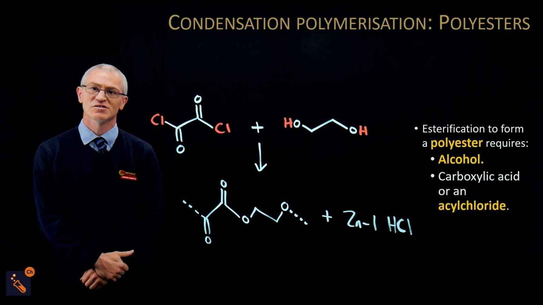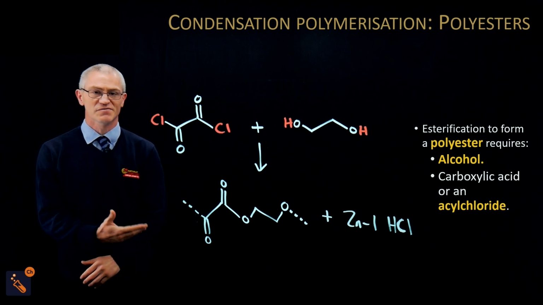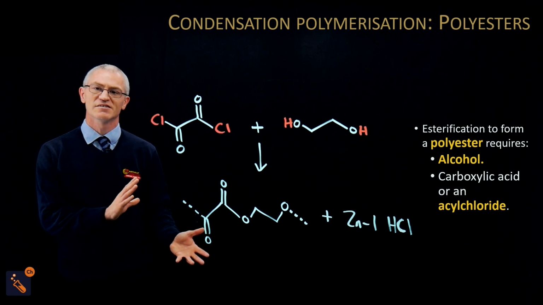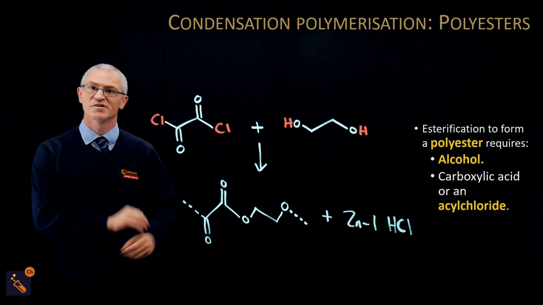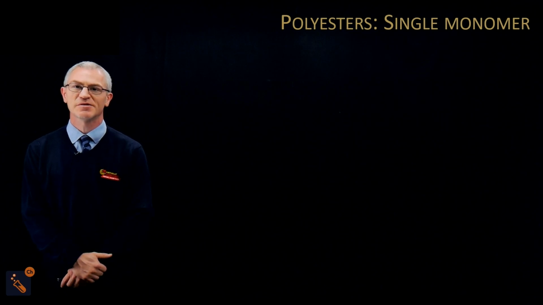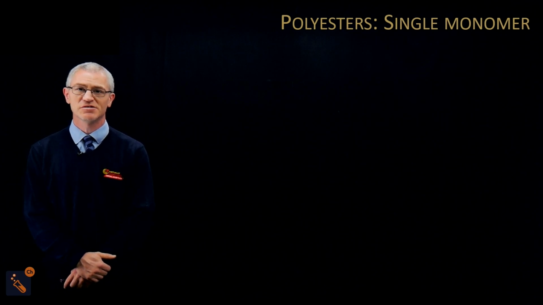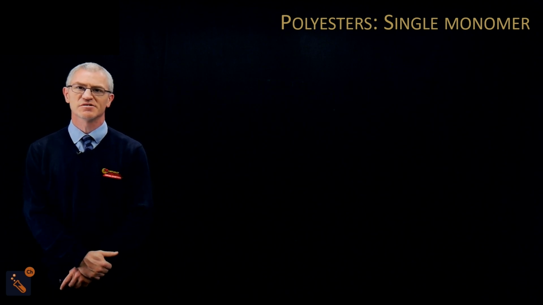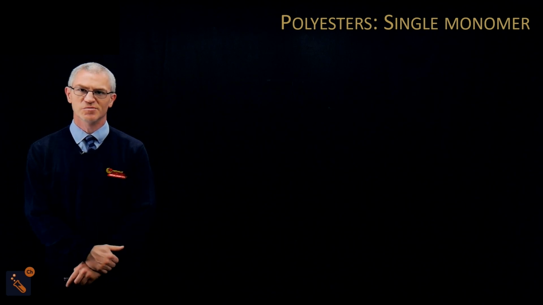Again, this means that you can do it in the full displayed formula that we did before, or you can do it in the skeletal formula. I prefer skeletal because it's quicker. So hopefully now you should be able to do the repeating units when you have diols and either diacyl chlorides or dicarboxylic acids. We're going to now move on to doing single monomers.